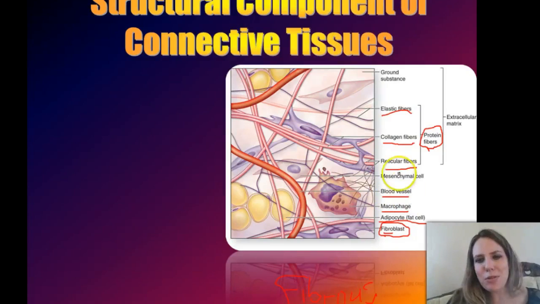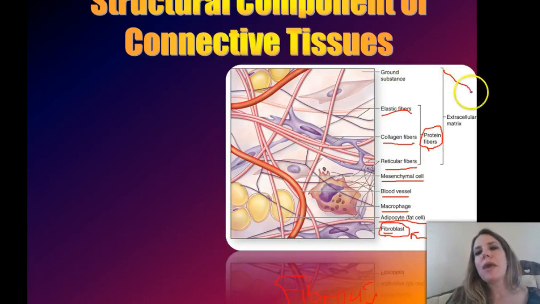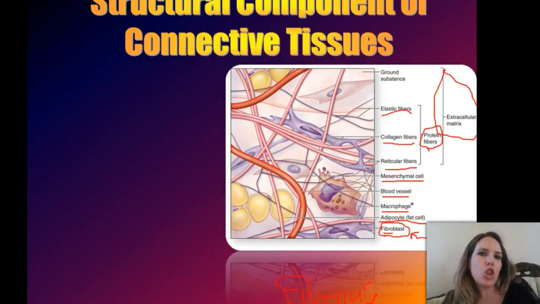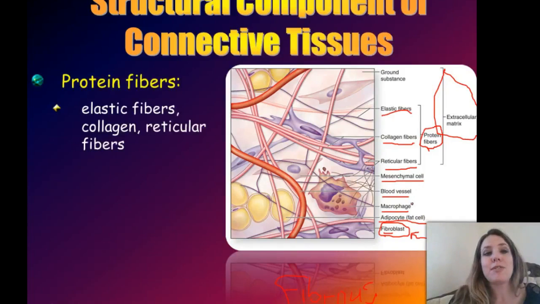So you got blood vessels through there, and other cells called mesenchymal cells. So these are different kinds of cells you'll find in there, but the fibroblasts really are the ones that are kind of the most apparent when you're looking at connective tissues. But all of these fibers and the ground substance together make up your extracellular matrix. Okay, so that's your extracellular matrix. And it's really the look of the extracellular matrix that allows you to identify the different types of connective tissue.